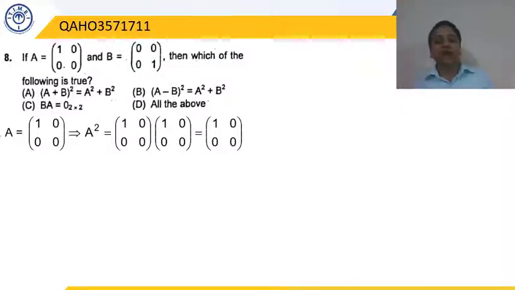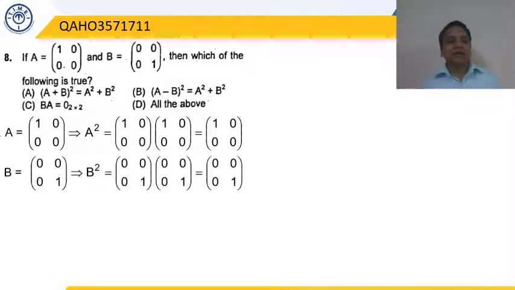So the matrix comes out to be 1 0 0 0. That's how we get the value of A square. In option two, on the right-hand side we have A square plus B square, so we desperately require the value of B square also. This is how we calculate the value of A square.